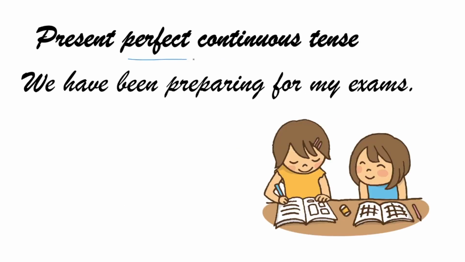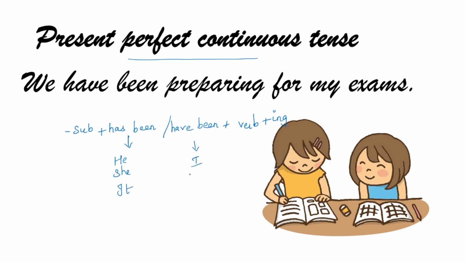Then moving on to present perfect continuous tense. Present perfect continuous tense is used to show that something started in the past and is continuing at the present. So, we have been preparing for my exams is an action that started in the past and is still being continued in the present. The general pattern to frame such sentences is subject plus has been or have been plus verb plus ing. Has been is used for he, she and it or singular subjects, whereas have been is used for I, you, they and we.